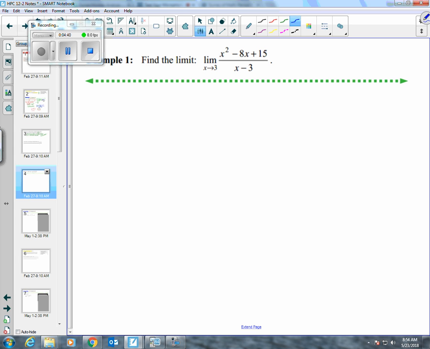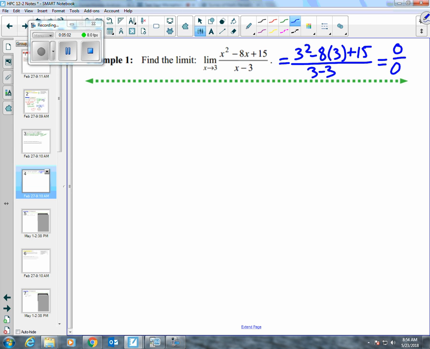So the limit as x approaches 3, very similar kind of format. If I try to just plug in 3, just so we can look at that direct substitution idea from yesterday, what would happen? Well, in the denominator, it's for sure 0. In the numerator, 9 minus 24 plus 15, there's that indeterminate form. I can't tell enough information from that.